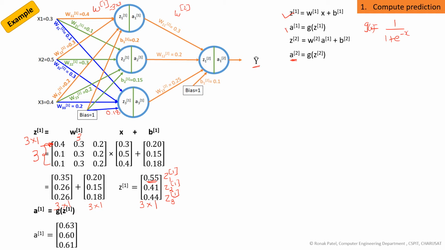So we have performed the calculation of A1 as well. Now next is your Z2. Z2 is W2 into A1 plus B2. So this is your W2, and this is the output from the first layer, right? This value 0.63 is A11, this is A21 and this is A31.